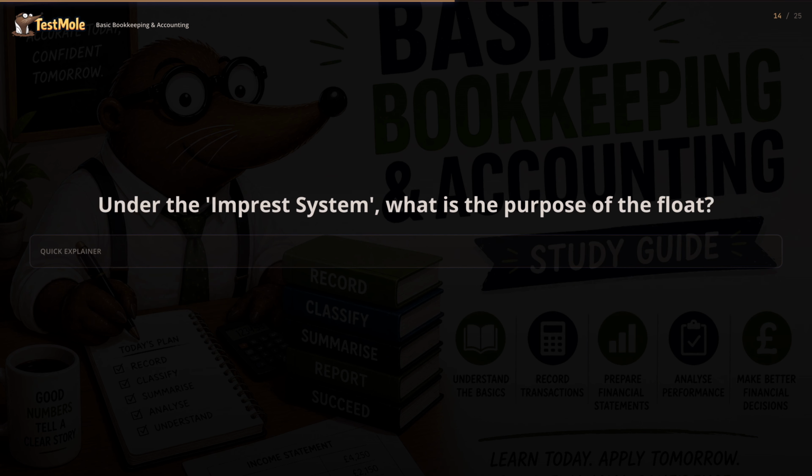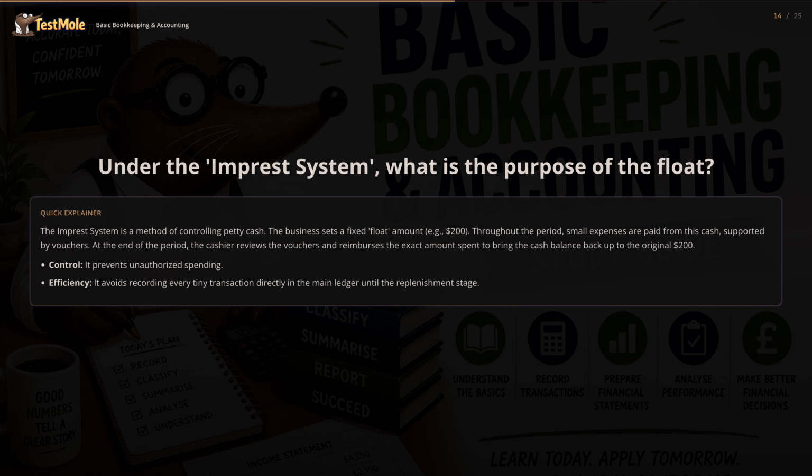Under the imprest system, what is the purpose of the float? The imprest system is a method of controlling petty cash. The business sets a fixed float amount, e.g., $200. Throughout the period, small expenses are paid from this cash, supported by vouchers. At the end of the period, the cashier reviews the vouchers and reimburses the exact amount spent to bring the cash balance back up to the original $200.